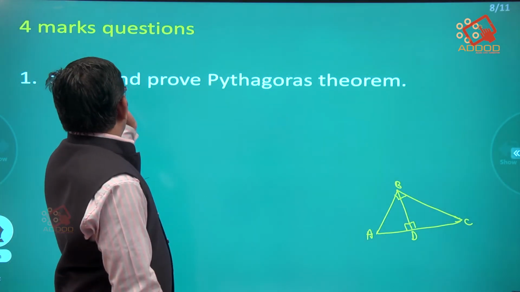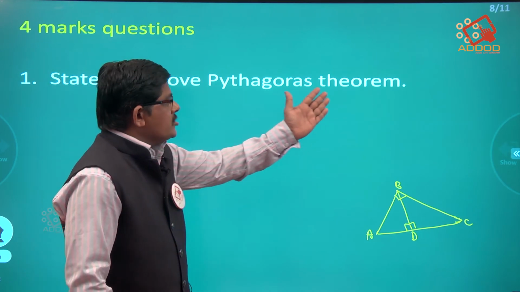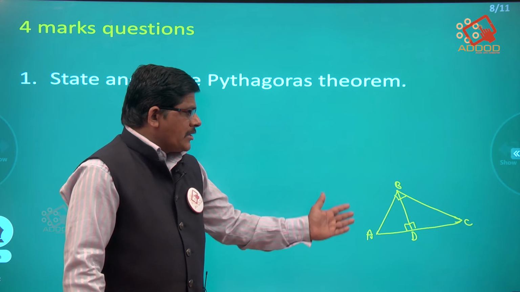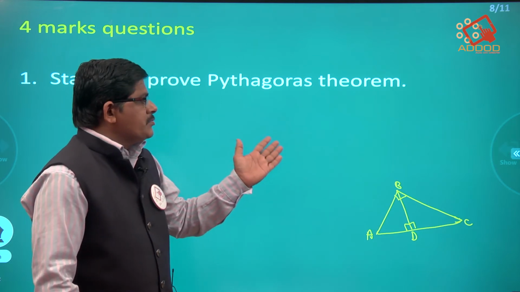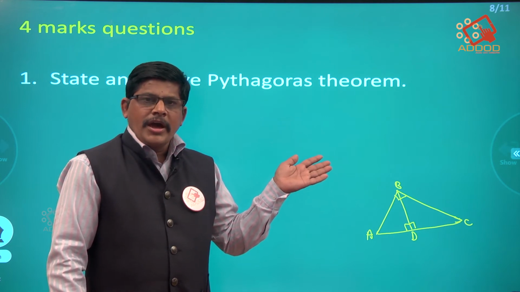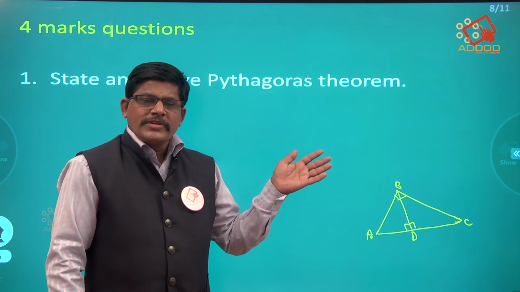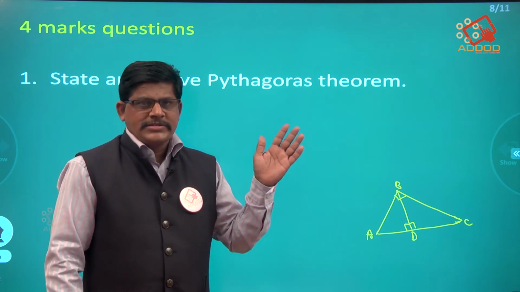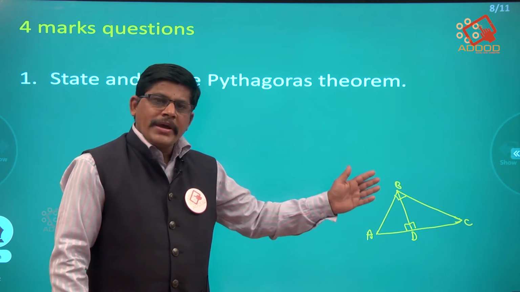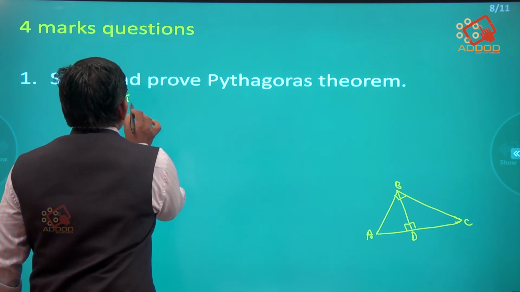Now here a 4 marks question is given: state and prove the Pythagoras theorem. In the Pythagoras theorem, first write the statement. What is the statement? In a triangle, the square of the length of the hypotenuse side is equal to the sum of the squares of the lengths of the other two sides. That is the statement of the Pythagoras theorem.